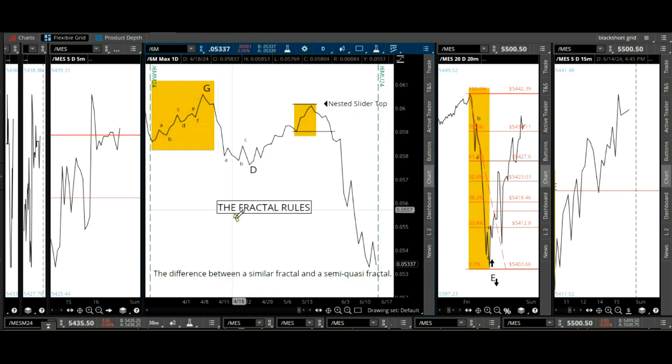The fractals appear continuously all during the day, and you have to monitor the market all during the day on all time frames. Okay. Now you can do this on a longer, intermediate time frame too. Whatever you do here, for example, on a daily chart, you can find that on a weekly, monthly chart too. Okay. So today I just wanted to mention some of the fractal rules here, and you need to learn the difference between a similar fractal and a semi-quasi fractal.